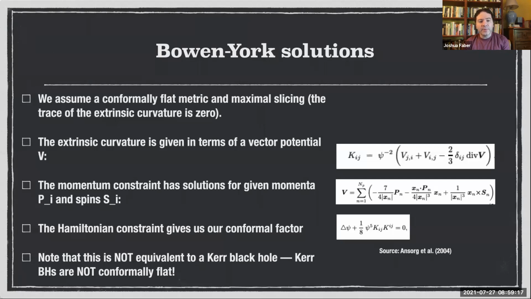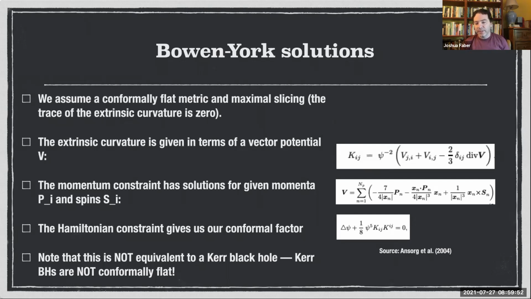In any case, going back to the Bowen-York solutions though, we're going to assume that we can write our extrinsic curvature. Again, that's basically a proxy for the time derivative of the metric. We're going to write it in terms of some kind of vector potential. And that vector potential, when we use the momentum constraint, can be written down. We can write down solutions to the momentum constraint for the vector potential that depend on the momentum and the spin of some point-like object.